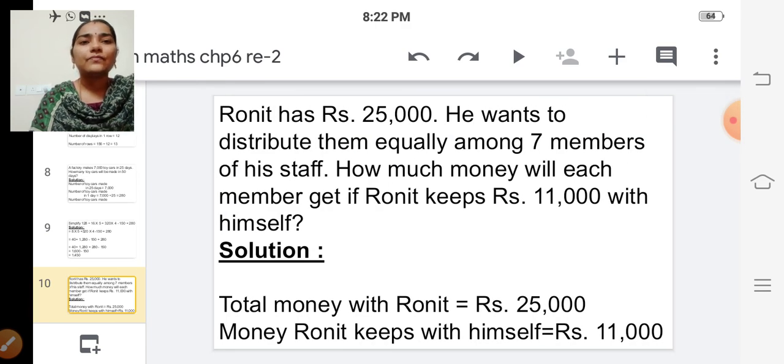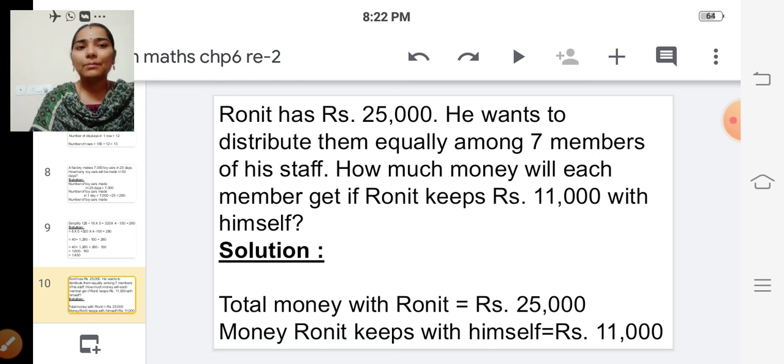Okay, next one. Ronit has rupees 25,000. He wants to distribute them equally among 7 members of his staff. How much money will each member get if Ronit keeps rupees 11,000 with himself? So he wants to distribute rupees 25,000 equally among 7 members, and he did not want to distribute rupees 11,000, isn't it?